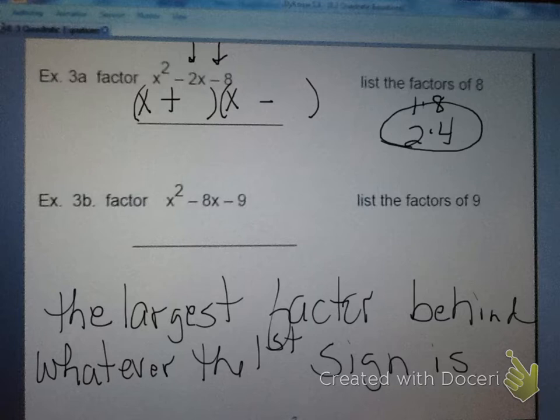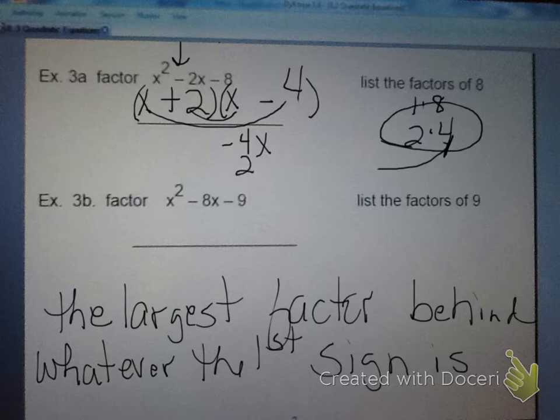So let's look at example 3a. What is the first sign? The first sign is a negative number. So we want to put the larger factor behind the negative, or behind the minus sign. Now let's check it. Your outside is a negative 4x and your inside is 2x, which is a negative 2x. And sure enough, that is your middle term.